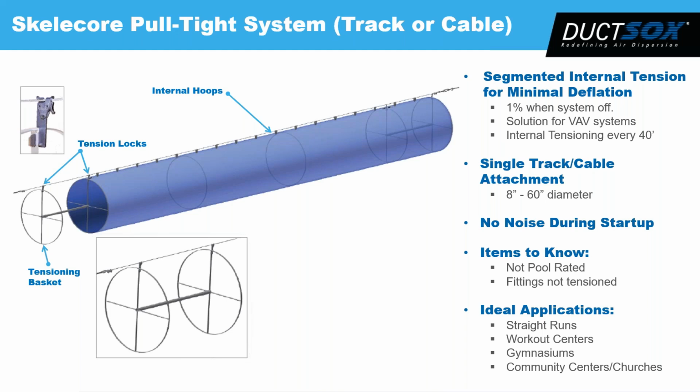But in many cases, it can be a little overkill. So we just have to fine tune on what the application is and what the airflow is going to be doing through the system on what we might want to do. But this is all internally supported and pulled tight at the very end, so it will make sure that there is no deflation at all when variable volume or when it is turned off completely.